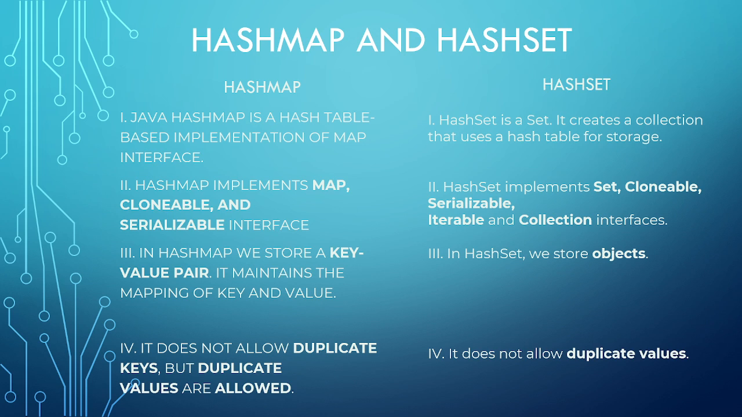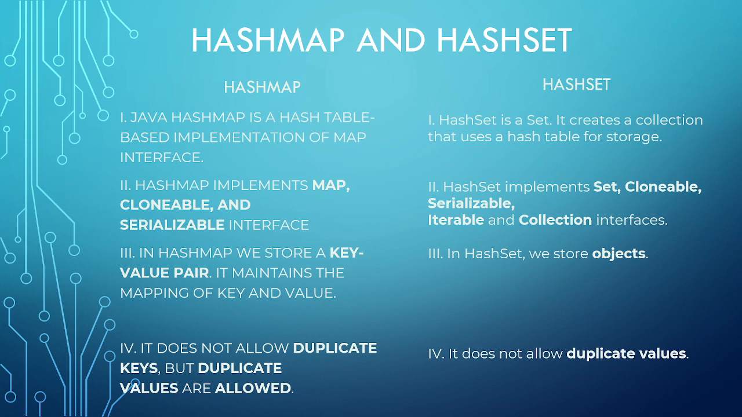In the fourth point, hash map does not allow duplicate keys, but duplicate values are allowed. As I gave an example in the previous point, suppose I have a name called Dinesh. In the next data I add, I cannot add one more key like name because it's already there. I can add name as Satish. In the same manner, the fourth point of hash set: it does not allow duplicate values.